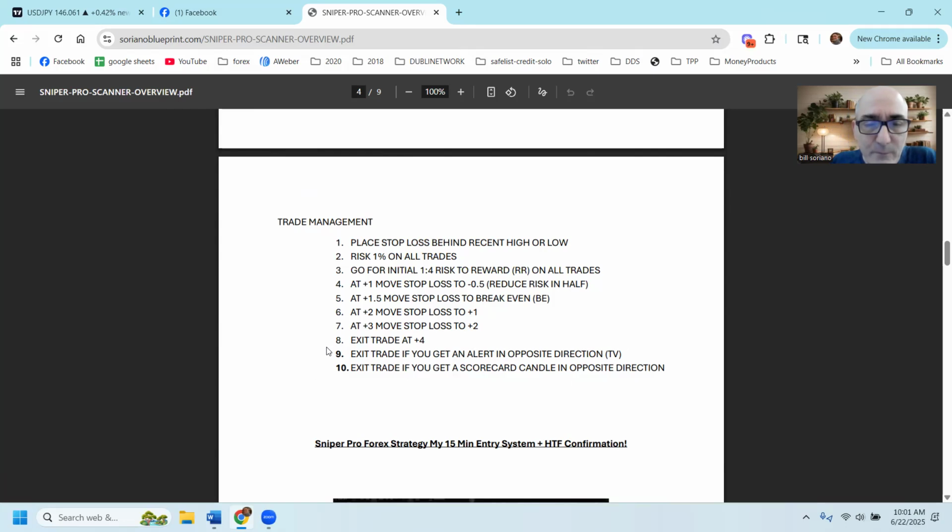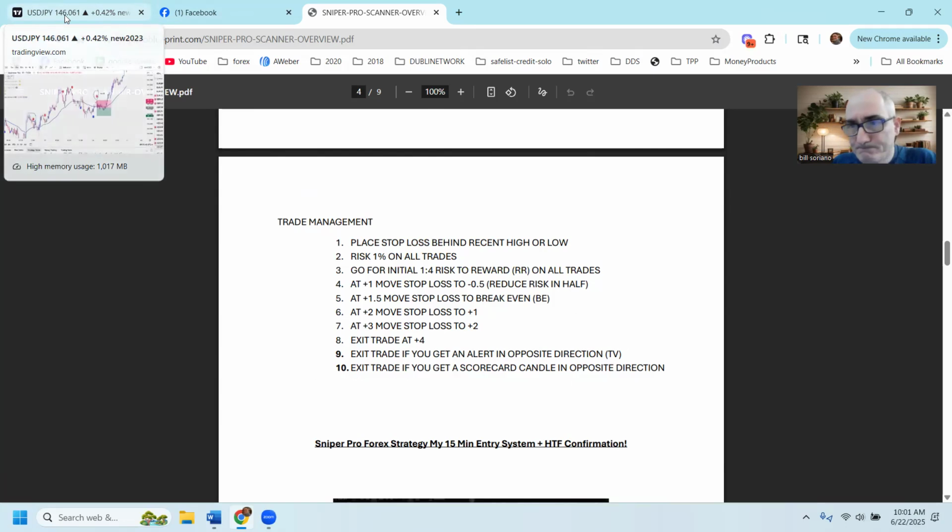That's why I actually have them in bold here because I see they still need further testing. But right now, they're part of the trade management plan. So let's go over to the charts and let's just show you what this looks like here.